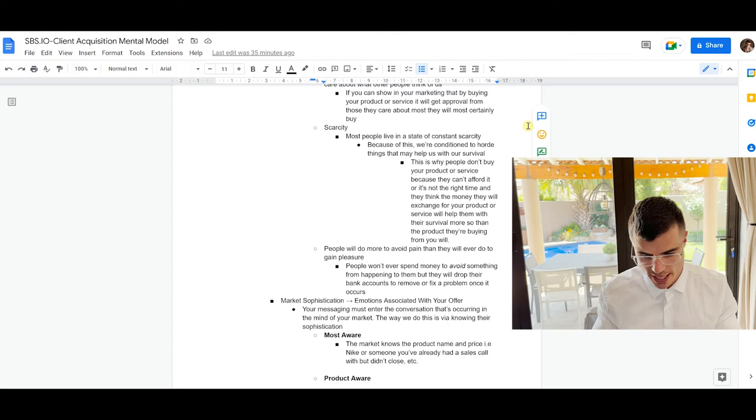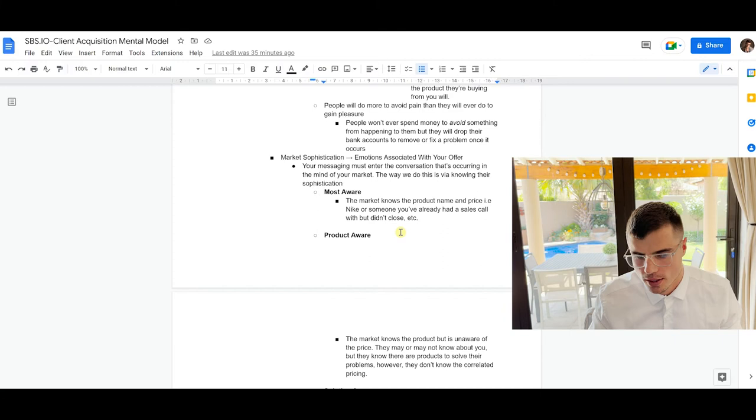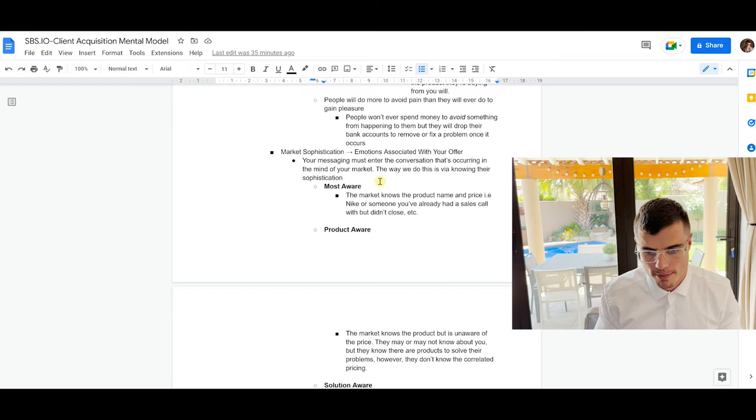People will do more to avoid pain than they will ever do to gain pleasure. That's a fact. People won't ever spend money to avoid something from happening to them, but they will drop their bank accounts to remove or fix a problem once it occurs. This is also where Dr. David Buss mentioned that people don't change much after 25 years old. How do they learn? They learn through traumatic experiences.